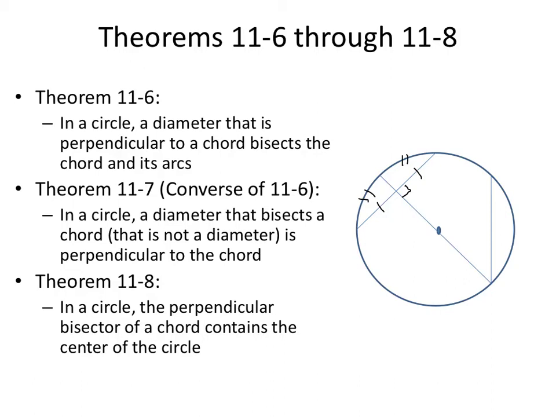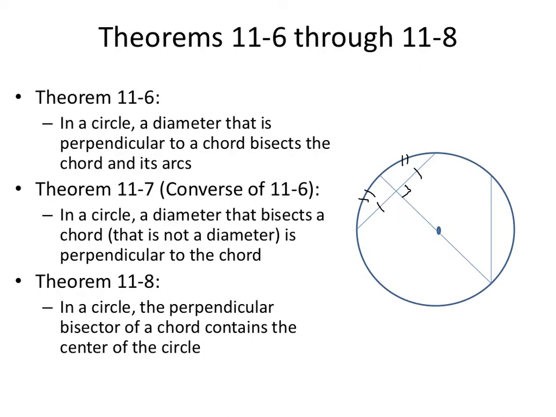Now the converse of this is called theorem 11-7. In a circle, if you have a diameter that bisects a chord, and that chord itself is not a diameter, then, okay, here we have a diameter bisecting a chord. If you have that situation, and this chord is not a diameter itself, then this is perpendicular.